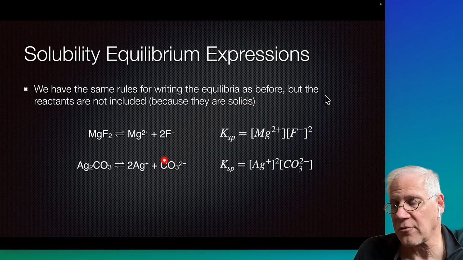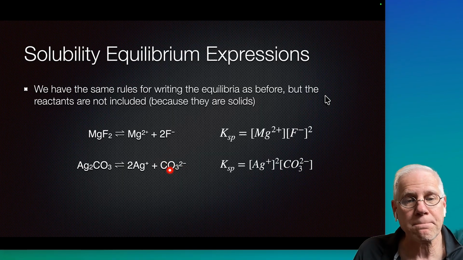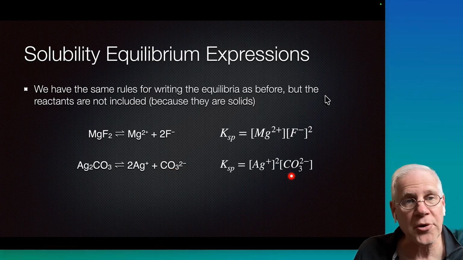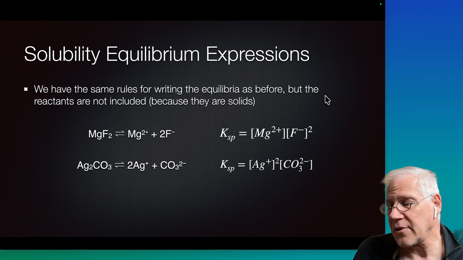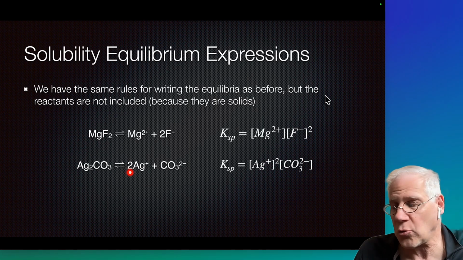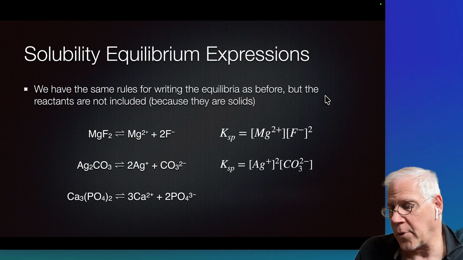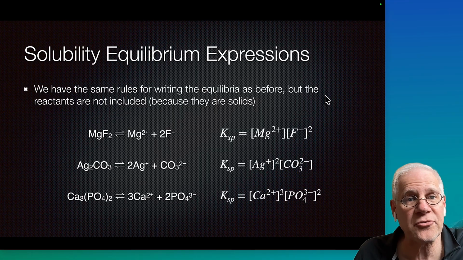And so be sure you're familiar with your polyatomic ions. And so we have a very similar KSP expression here. We have the concentration of Ag plus squared. Again, the silver is squared because of the two here, and then times the concentration of the carbonate ion. If both have coefficients in front of them, then we just have a couple of different exponents.